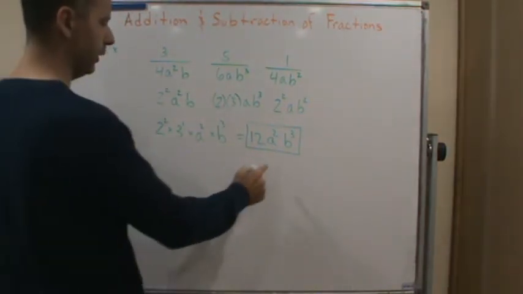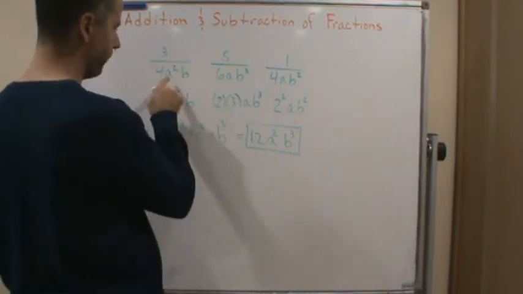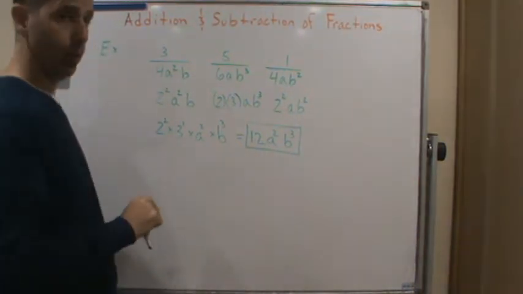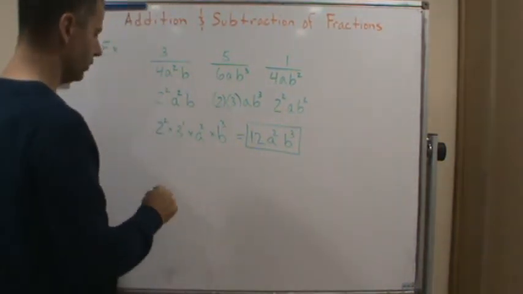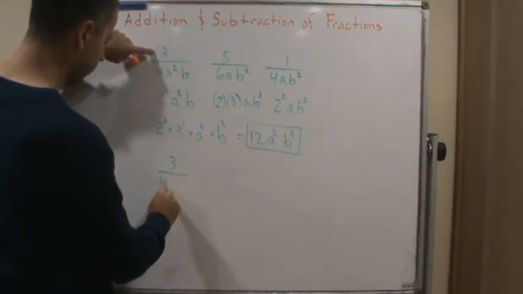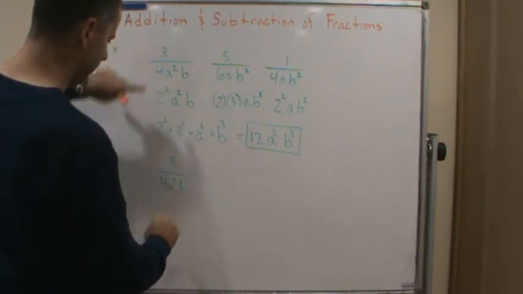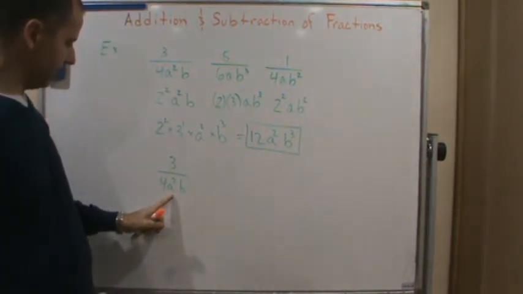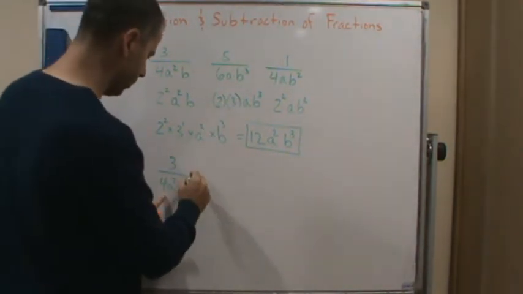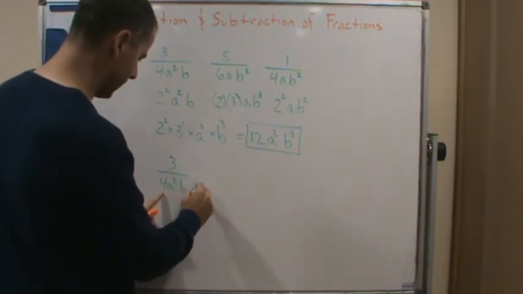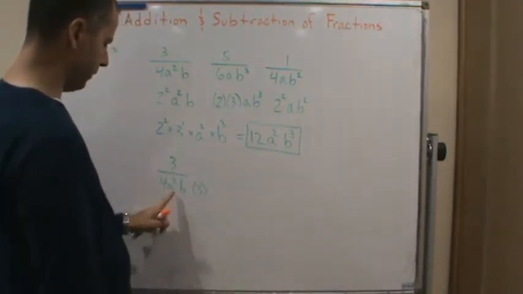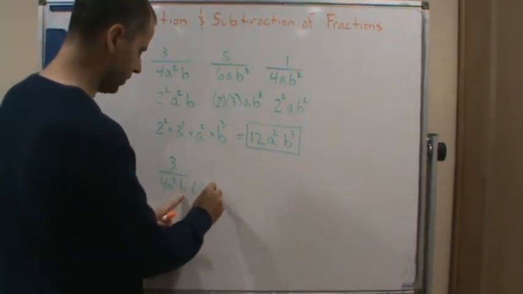So now, how would we use this? We need to transform each of these denominators into this. So we have to figure out what's missing. Let's do this one: 3 over 4A squared B. What's missing in the bottom here? Well, there's a 4, we need a 12, so we need to multiply the bottom by 3 to get 12. We've got A squared, so we're good there, but we're missing 2 B's, so we need a B squared here.